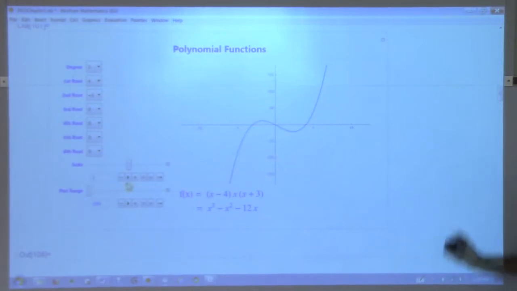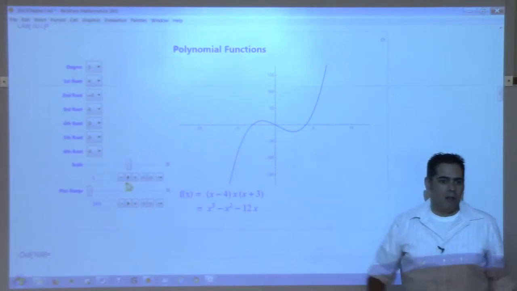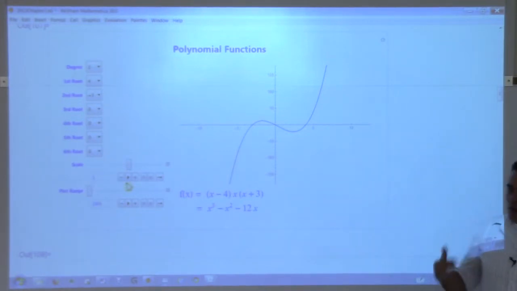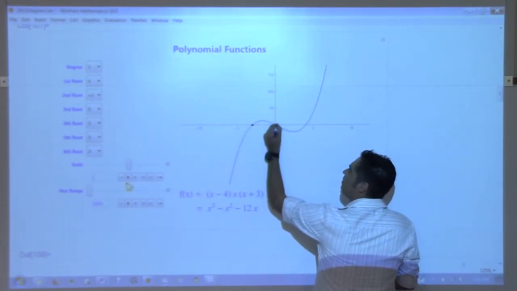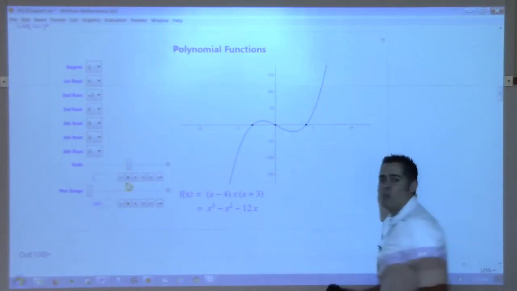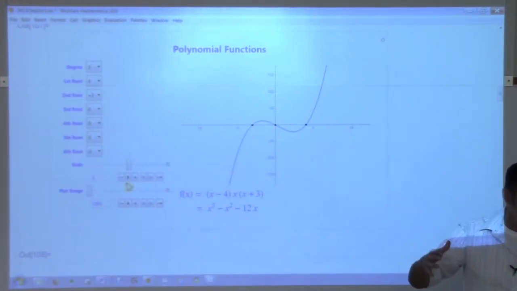There we go. So look at this one, x cubed minus x squared minus 12x. There's the graph of that polynomial. In college algebra, what you were able to do is determine what the x-intercepts were. And I believe you even went in college algebra and tried to graph this. I hope you did. You should have.